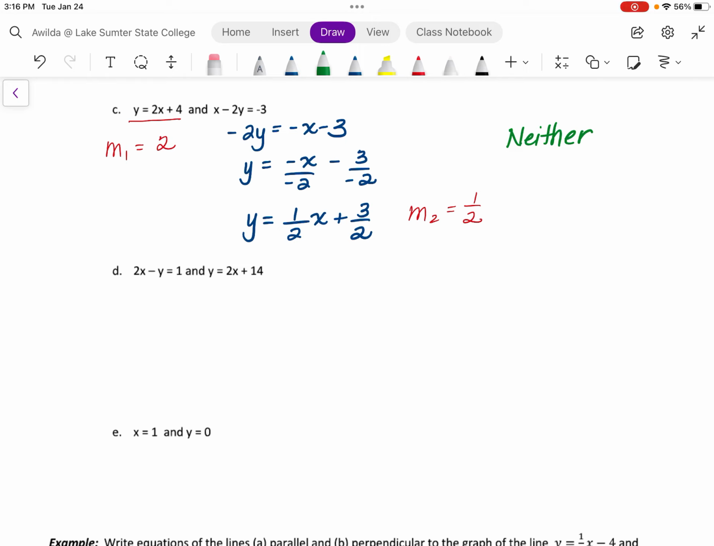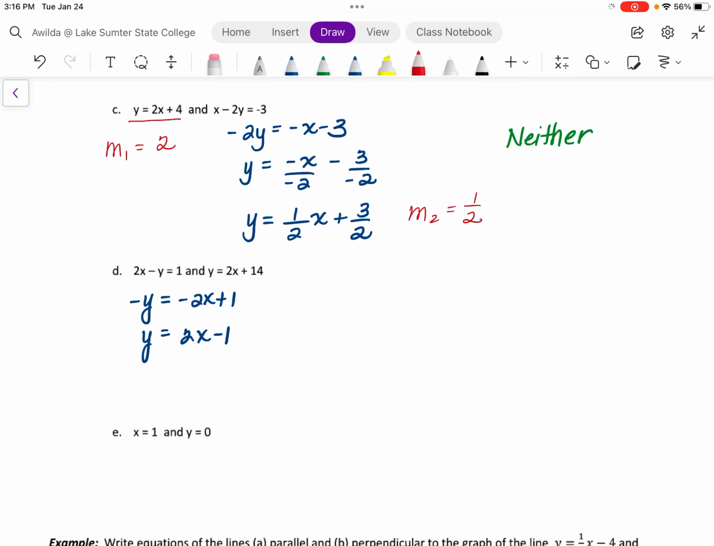Now, if we think about what the graph of these two lines would look like, we do expect them to intersect, but they would intersect at an angle other than 90 degrees. All right, let's look at the next example. Again, let's rewrite both equations in slope-intercept form. We'll start here by subtracting 2x from both sides and then dividing by negative 1.